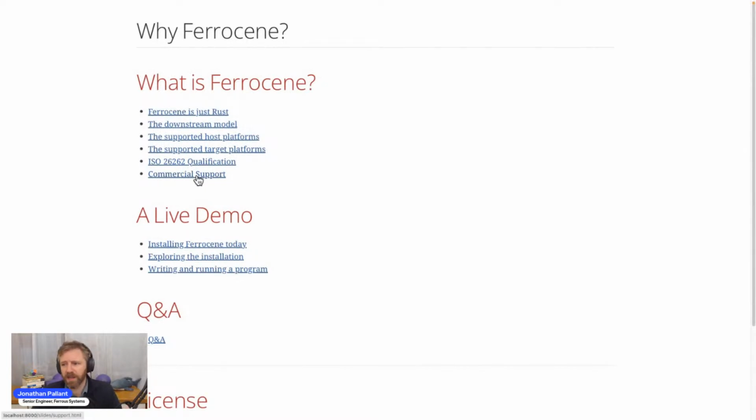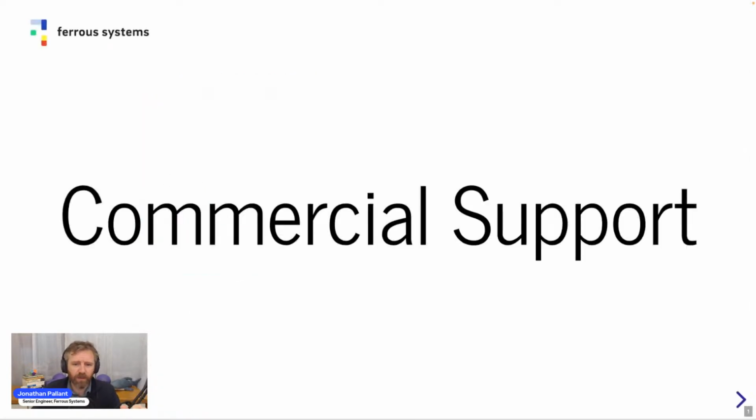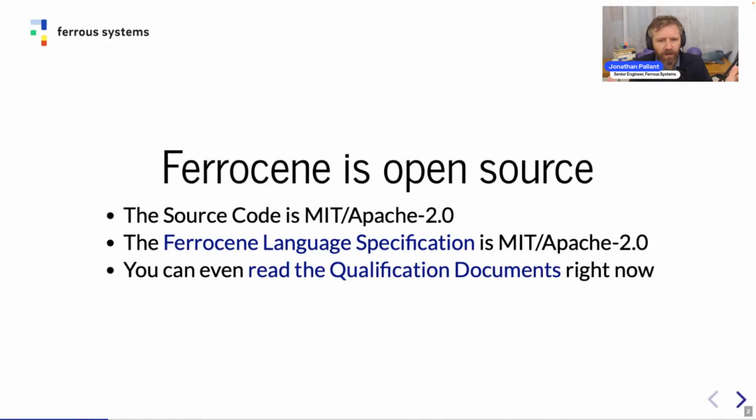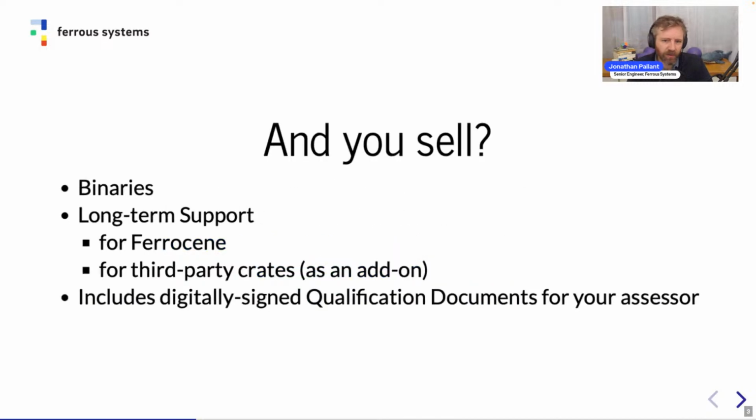A final few words, if I may, about the support we have available. The source code is MIT and Apache 2.0. The language spec is under the same license, and the qualification documents are all in the repository, and you can look at them now. So how do we get paid? Well, we sell binaries. There are no free of charge binaries for Ferrocene. That is a paid product. You could compile your own if you really want, but we've tried to set the price so it makes sense.